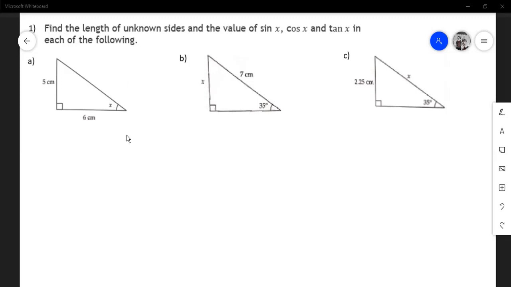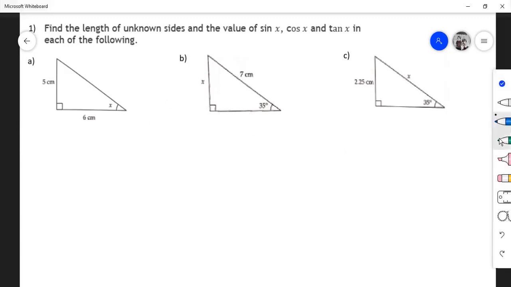So they say find the length of the unknown sides and the value of sine x, cos x, and tangent x. So they want you to find the value of the sine x. Let's analyze our question. Right now, they want you to find the angle of x.